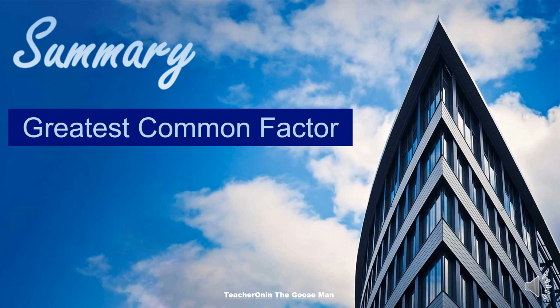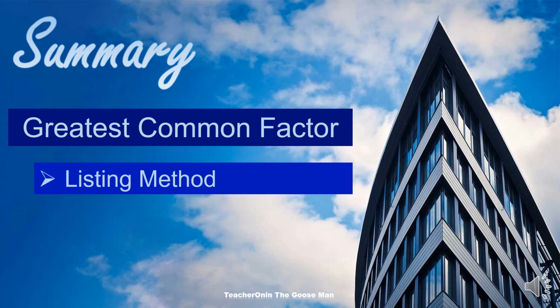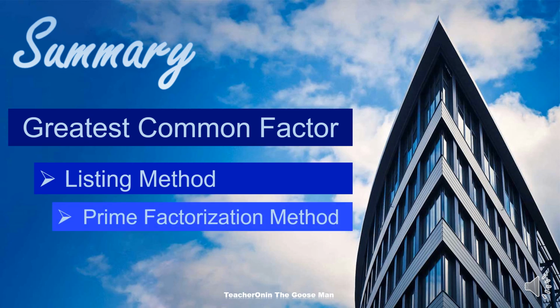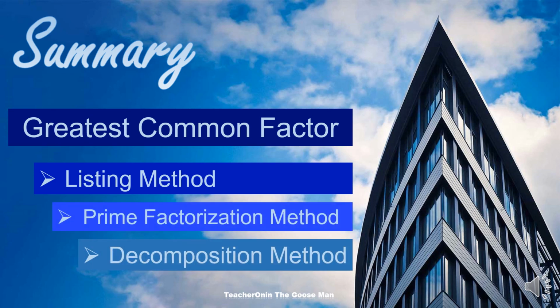To summarize our discussion, the greatest common factor is the greatest number or the greatest factor that can divide evenly the set of numbers. So we have three ways to determine the greatest common factor. The first one is the listing method, followed by the prime factorization method, and the third one is the decomposition method.